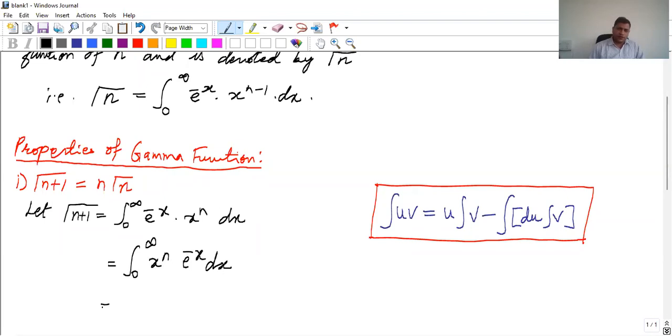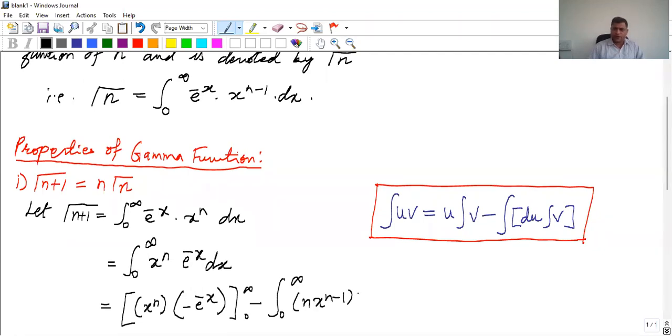Let's evaluate this. What we'll get is u remains as it is, x raised to n, integration of v, e raised to minus x, and this will be from 0 to infinity, minus the integration from 0 to infinity of the derivative of u. What is the derivative of u? n into x raised to n minus 1. And then the integration of v, so minus e raised to minus x dx. Are you getting this term?